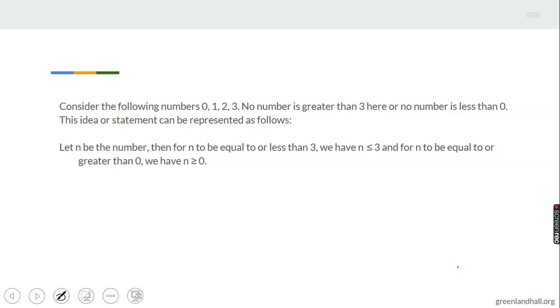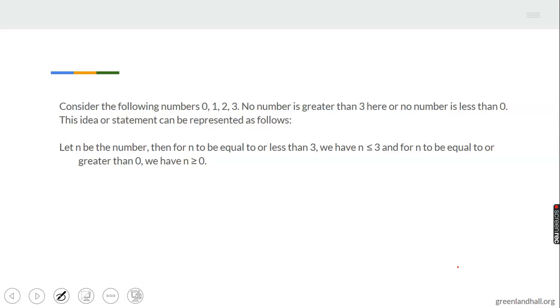Now let's consider some. So consider the following numbers: 0, 1, 2, 3. No number is greater than 3 here, or no number is less than 0. Is it true? Yes. 0 equals 0. We can use equal to here. Then we can use the statement of, if we are looking at 3, there is no number that is greater than 3. 1 is less than 3. 2 is less than 3. Then 3 is equal to 3.